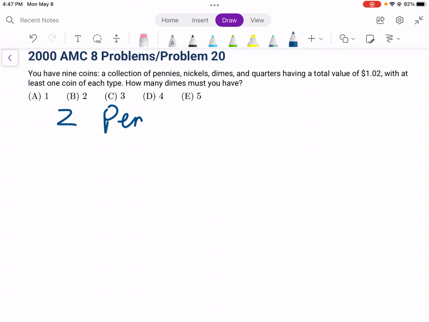That's 2 pennies for this problem. And then we use N for the number of nickels, D for the number of dimes, and Q for the number of quarters.